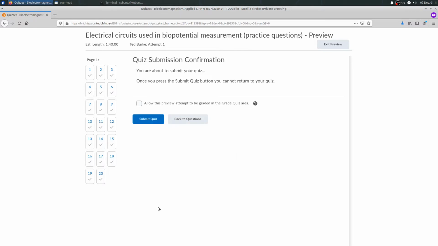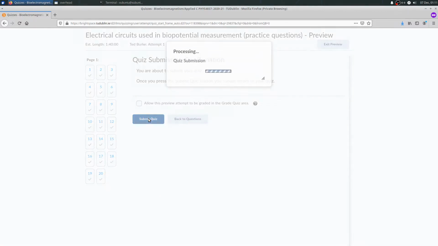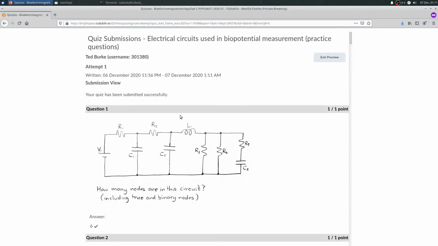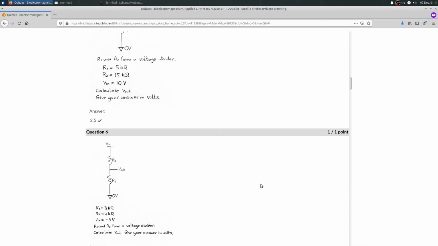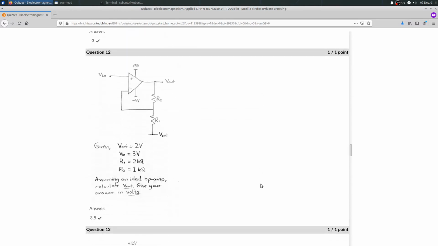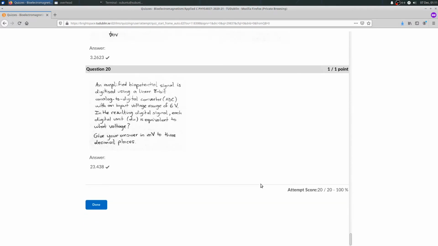Now let's see how I scored on the quiz. Hopefully I've done well there. Submit the quiz. Yes, please. And at least on the practice quiz, you should see a review of all your answers and whether you got them right or wrong. Looks like I'm doing well here so far. Yeah, 20 out of 20. Fair play to me. I've done it again. 100% on my own quiz.